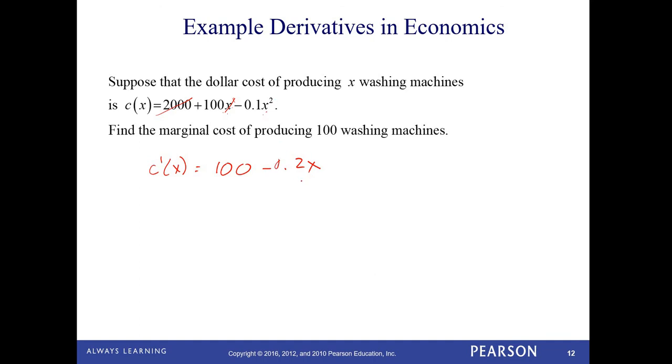So there's my formula. So the marginal cost of producing 100 machines, plug in 100 to this equation, and we end up with $80 per machine. Okay, and that's it. As I said, several examples of applying our derivative to specific situations, and we will be working on these in class, obviously.